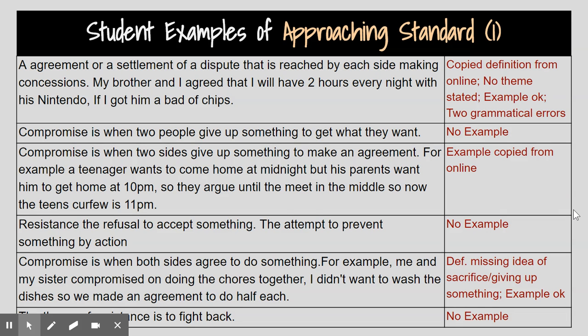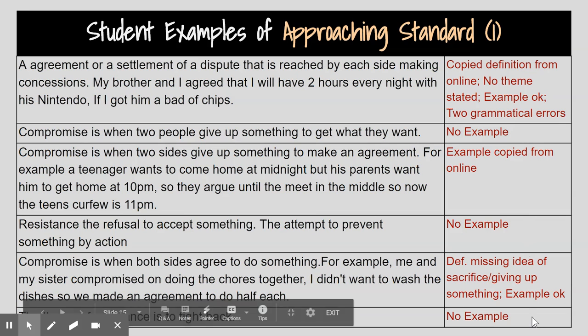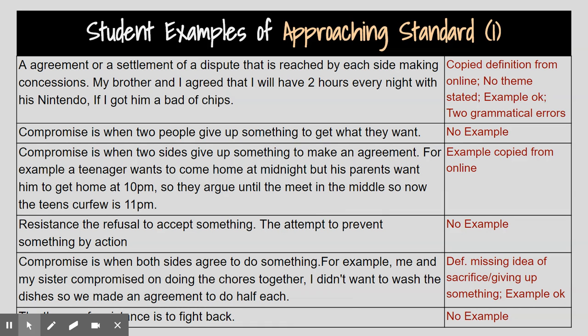These are more examples of approaching standard. The feedback is clearly delineated in the maroon text. You can pause here to read them to yourself and take a look at them. It is very helpful for students to look through these examples so they do not make the same mistakes again.